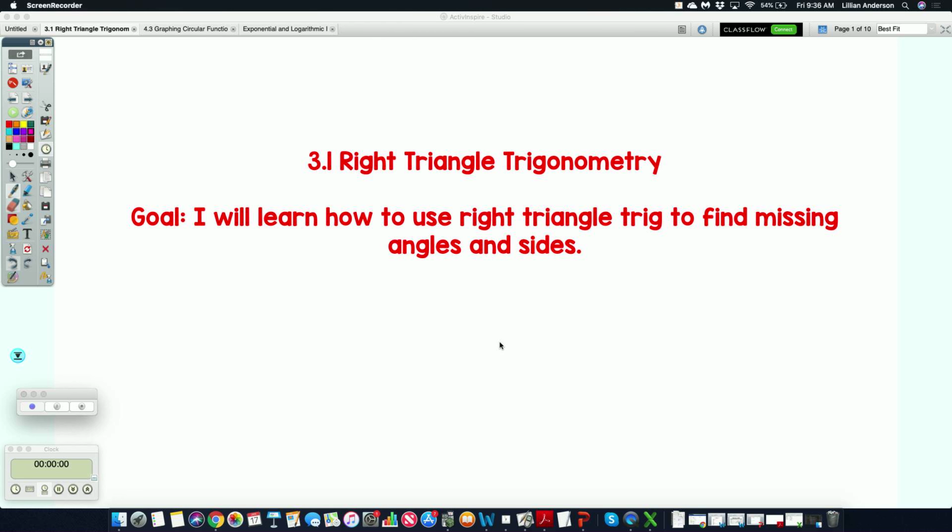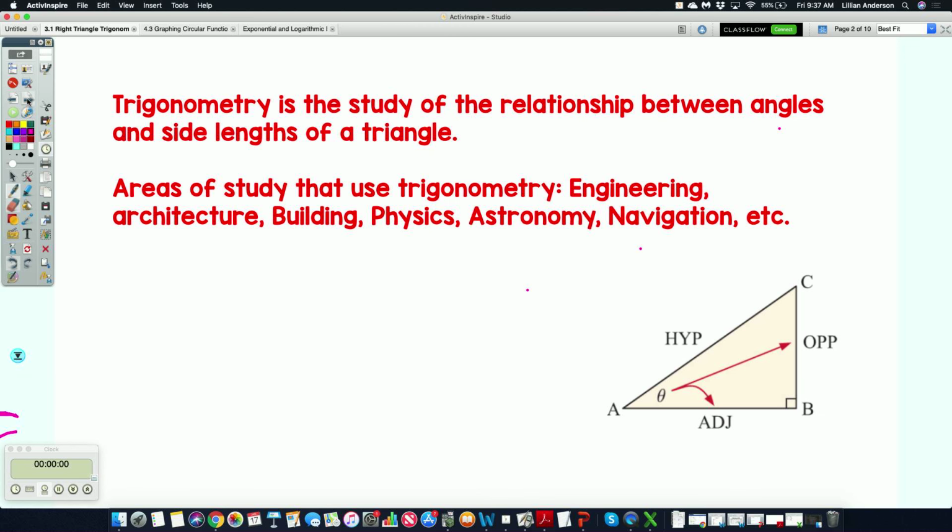Chapter 3, we're talking about trigonometry, so we're going to review some familiar topics. You guys are going to not so much learn, but more so refresh your knowledge of right triangle trig to find missing angles and sides. I'm going to try to cover as much as I can for this short day. Remember that trigonometry is the study of the relationship between angles and side lengths of a triangle.